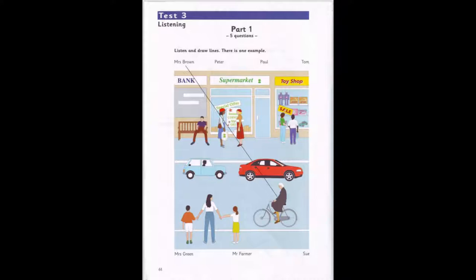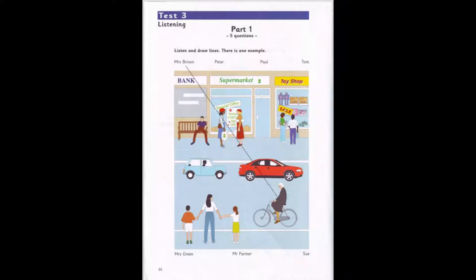Hello. There are a lot of people here today. Yes, there are. Can you see Mrs. Brown? Yes. Where is she? She's riding her bicycle. Oh, yes. She rides very quickly, doesn't she?